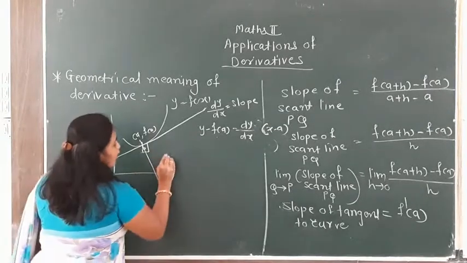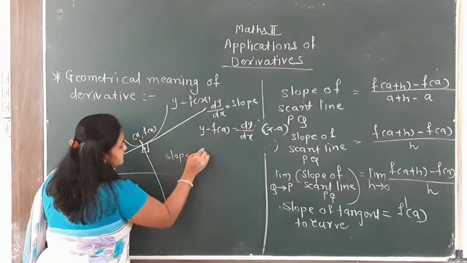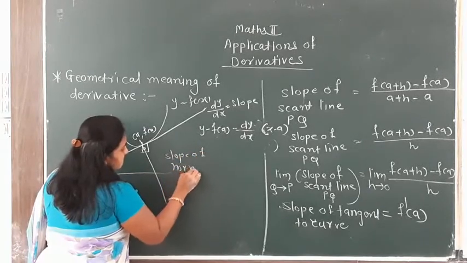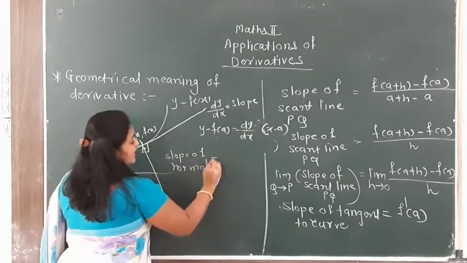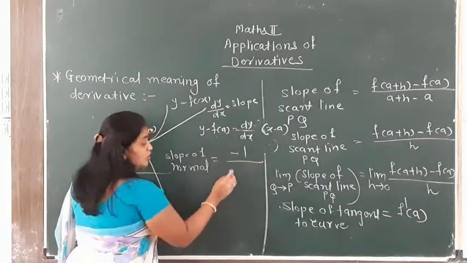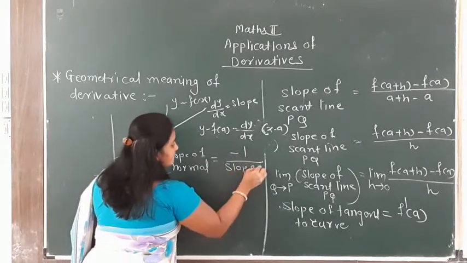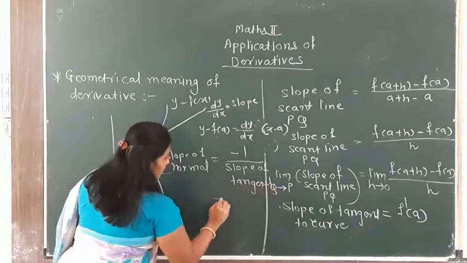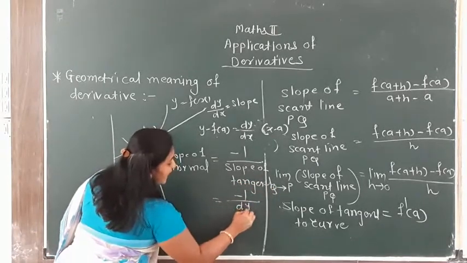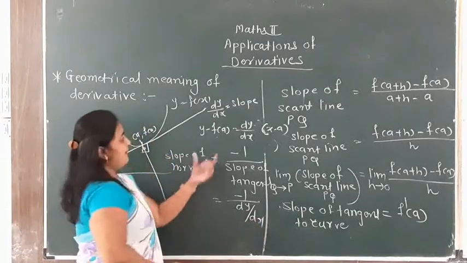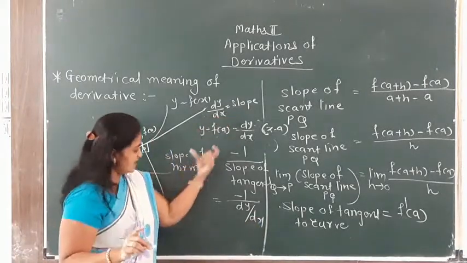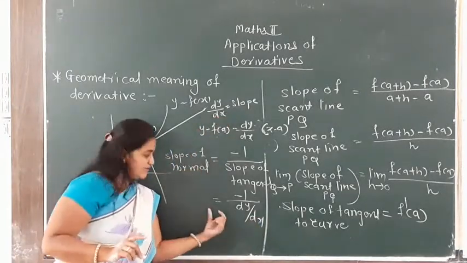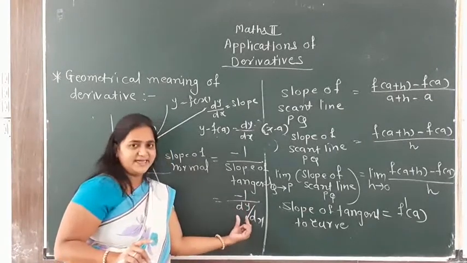So here the slope of the normal line is equal to minus 1 upon the slope of the tangent, which is known as minus 1 upon dy by dx. Because dy by dx is known as the slope of the tangent, the slope of the normal is equal to minus 1 upon dy by dx.